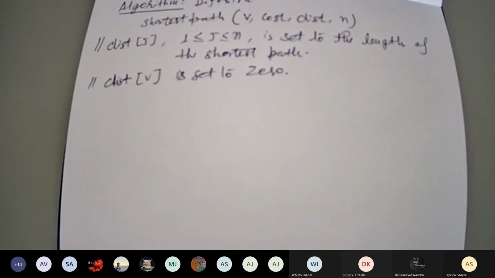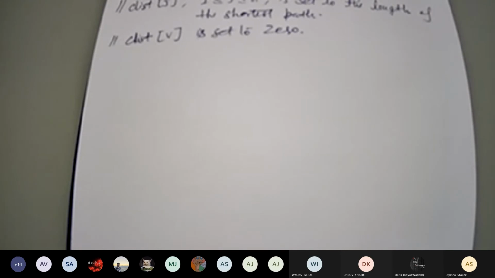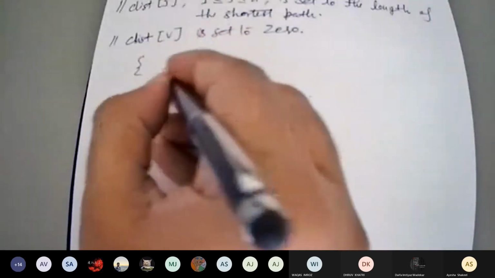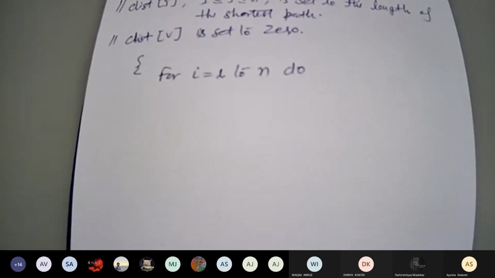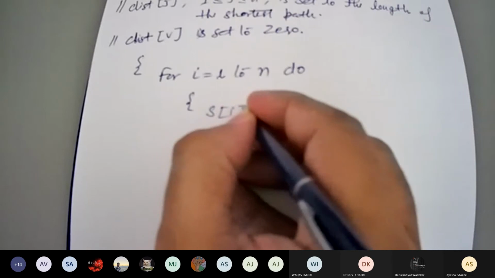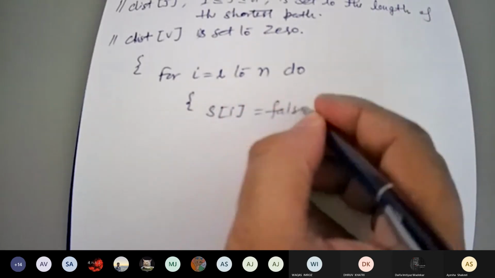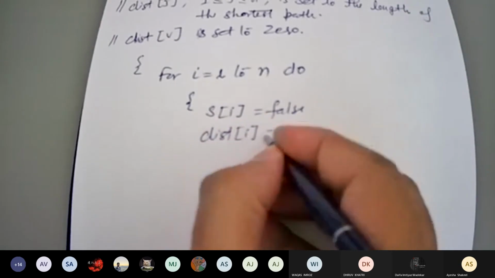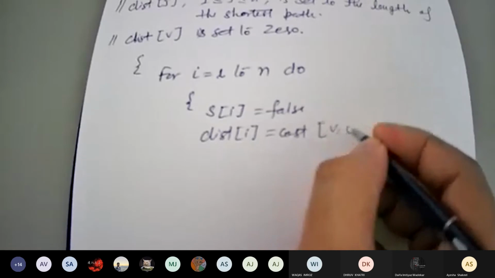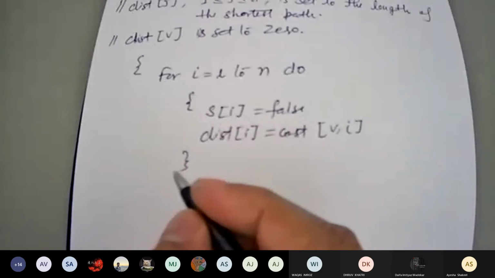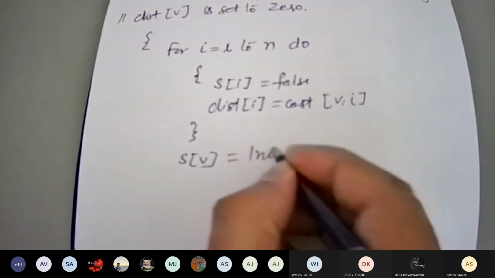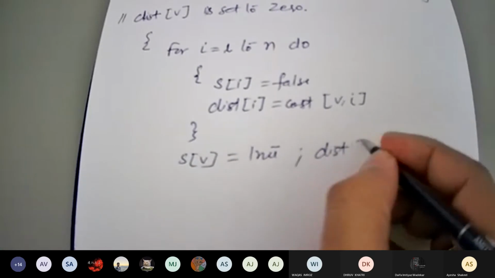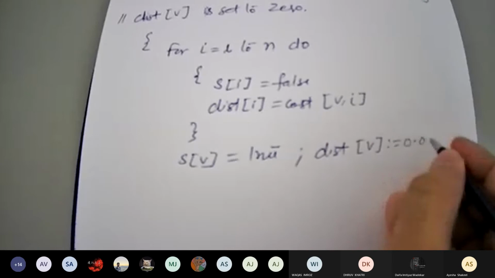Now, what exactly will we write here? After the shortest path, let's start the bracket: for I equal to 1 to N do S of I equal to false, distance of I equal to cost of V, I. Means you are just initializing S here, and then S of V equal to true, then distance of V equal to 0. Right now you are just putting V into S.